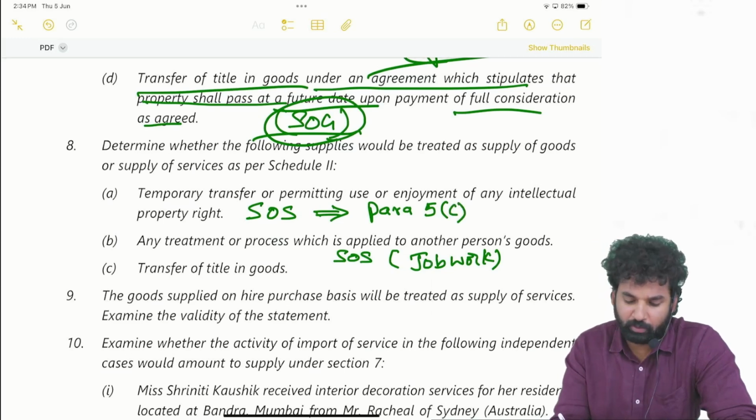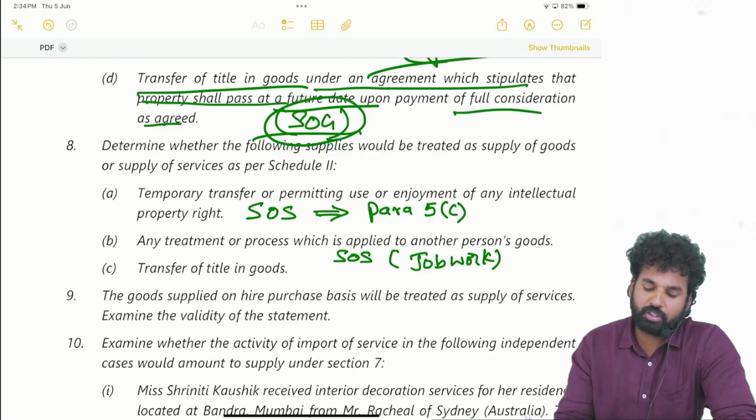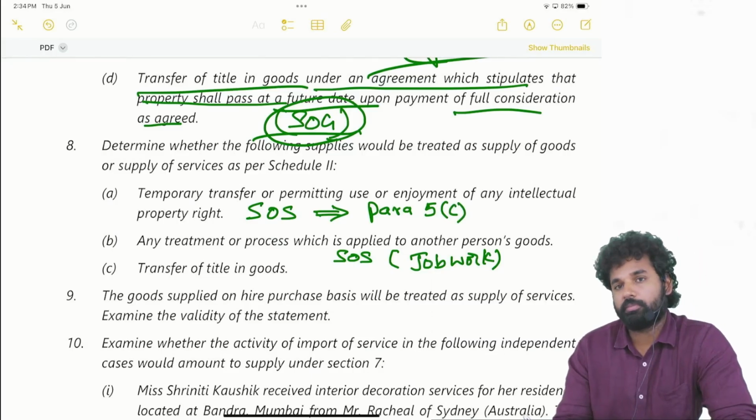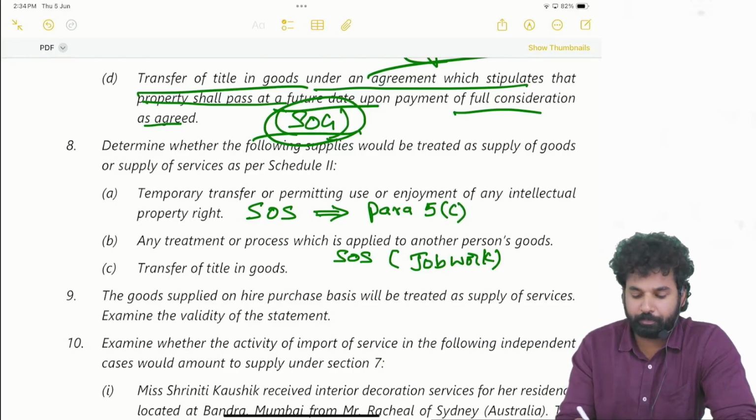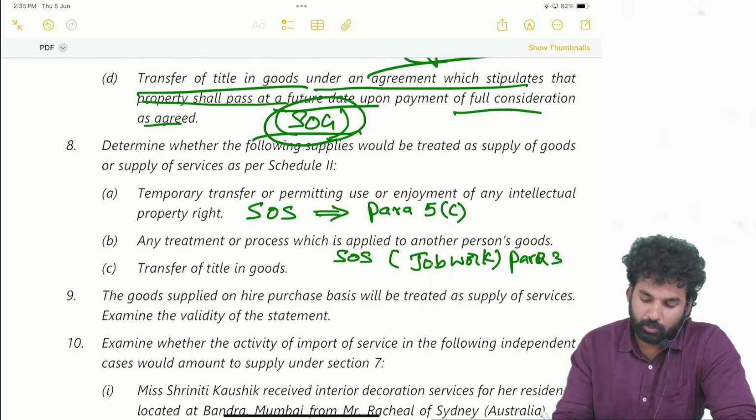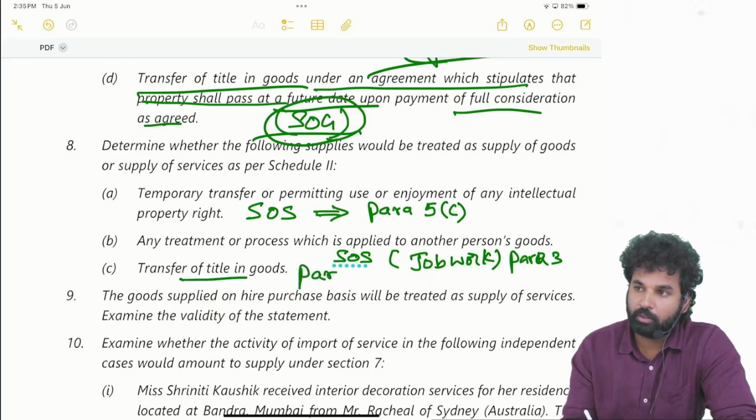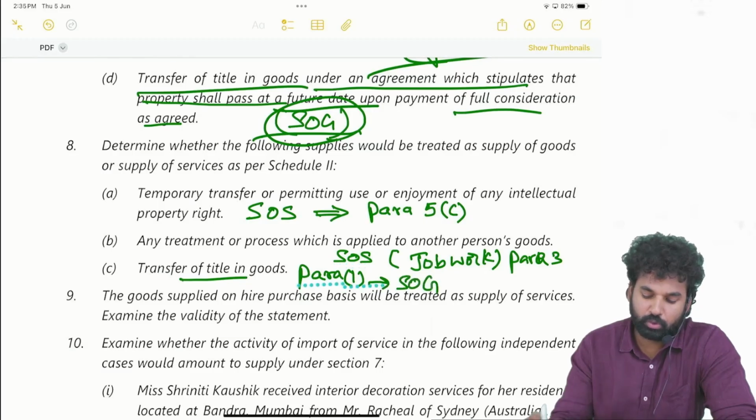Para 5 clause C: any treatment or process which is applied to another person's goods. Job work. This is Para 3, correct? Para 3. Okay, next. Transfer of title in goods. Para 1. Supply of goods. Supply of goods, Para 1.